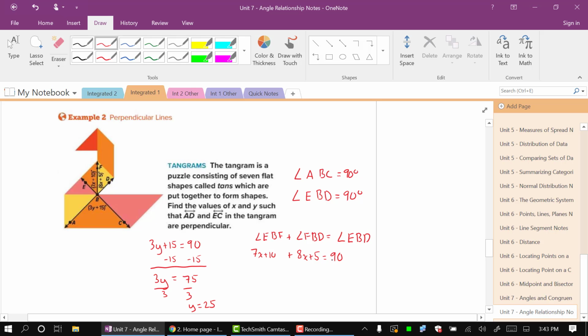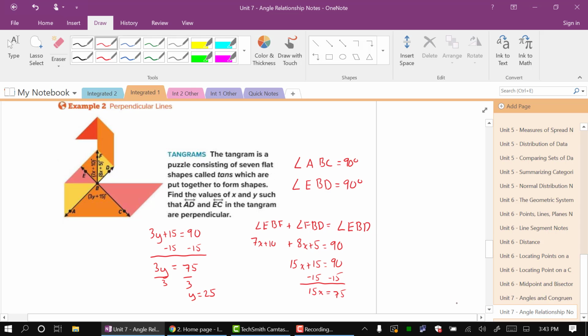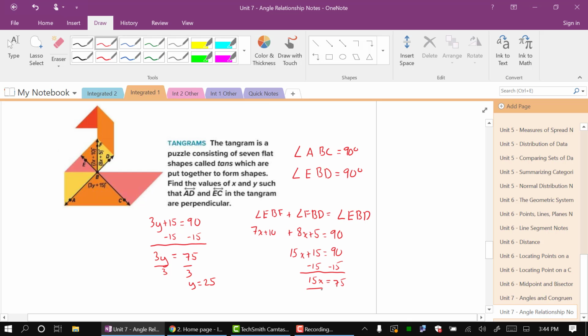Add your like terms together. So our like terms, that's going to be 7 and 8. That's going to be 15x plus 15 equals 90 minus 15. I get 15x equals 75. Divide by 15. X equals 5. So x equals 5 and y equals 25.